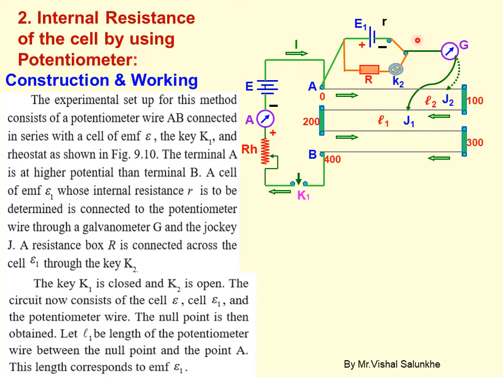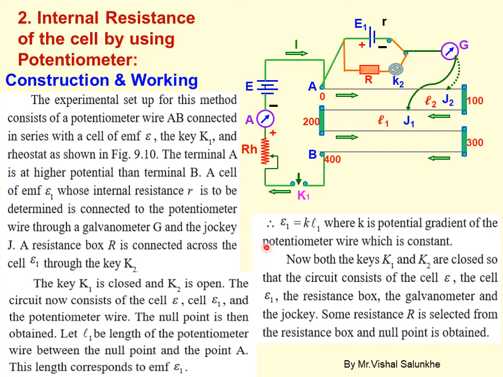So again we have to obtain the null point. Slide this jockey over the manganese wire or potentiometer wire, so we'll get the null deflection. There we have to stop. Suppose here we are getting null deflection, so we stop and measure this length L1 between J1 and A. This is the effective length L1 across this E1. So we can say the EMF across E1 is directly proportional to L1, as we have seen in the principle, isn't it? So here we can write E1 is proportional to L1.